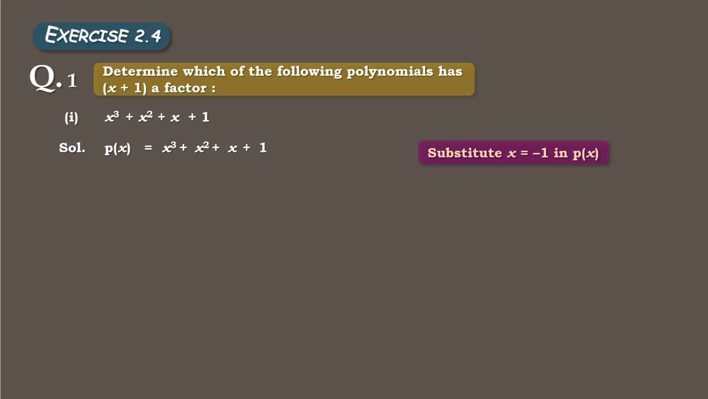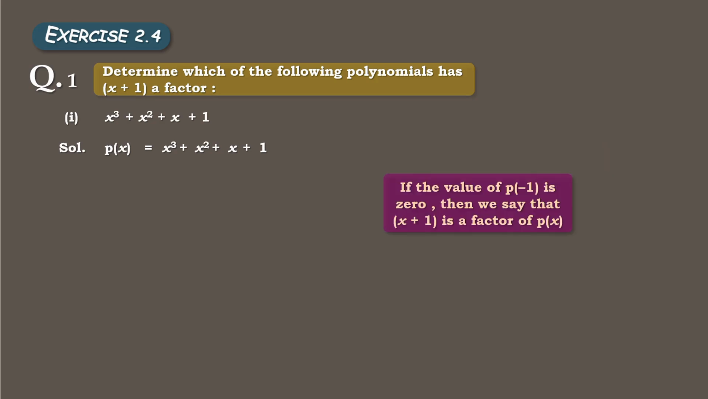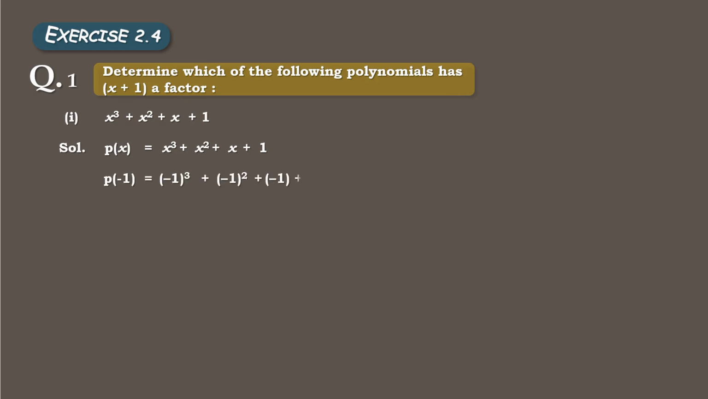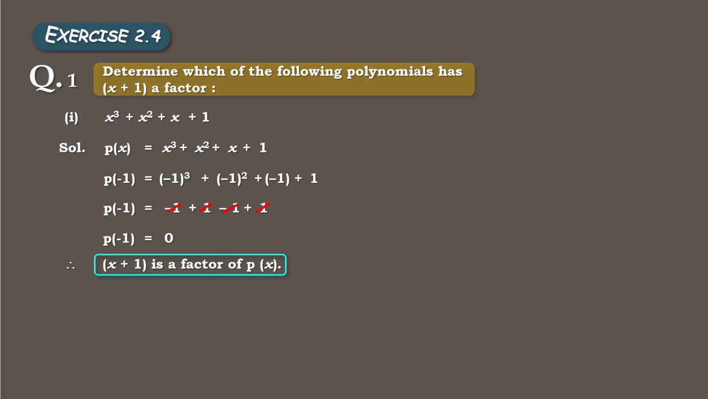So, we put x equal to minus 1. Now, let us substitute minus 1 in the given polynomial. We evaluate the polynomial at minus 1 by replacing x with minus 1 in all the terms. After simplifying all the terms and adding them, the final value comes out to be 0. Since the value of the polynomial at minus 1 is 0, we can conclude that x plus 1 is a factor of the given polynomial. Therefore, x plus 1 is a factor of the polynomial x cubed plus x squared plus x plus 1.